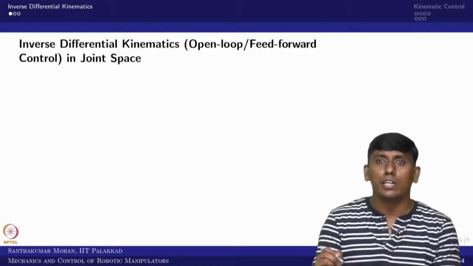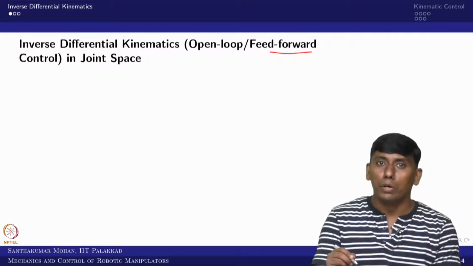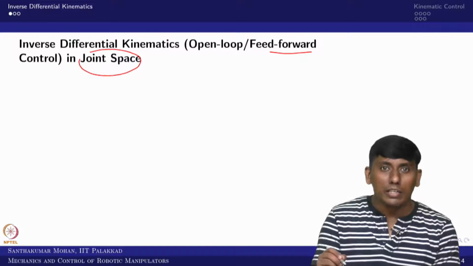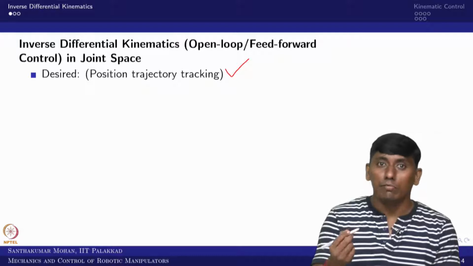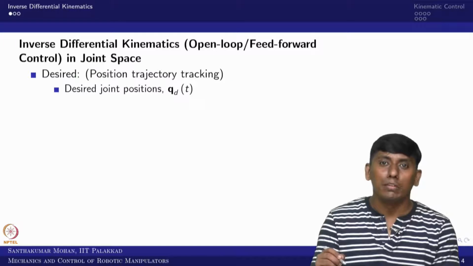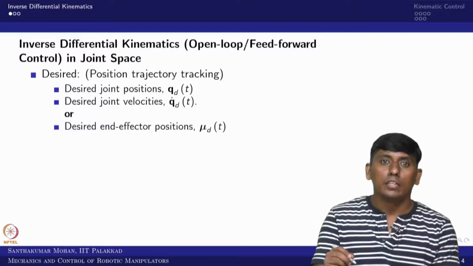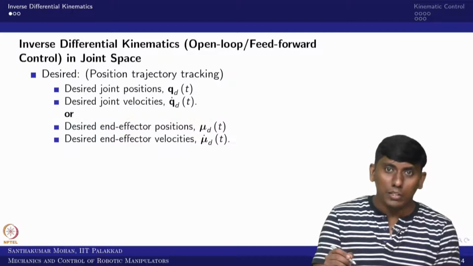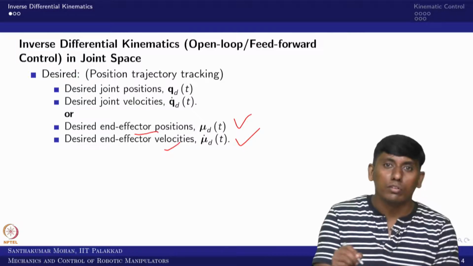So what is inverse differential kinematics? We can consider it as a feed forward control, or we can say it's an open loop control, where we end up in the joint space. The position trajectory is given, so we have to follow that position trajectory tracking. What additional information would be given? The q desired and q desired dot would be given to us. If it is a task space, the mu desired and mu desired dot would be given, in the sense that the end effector position and velocity would be given.